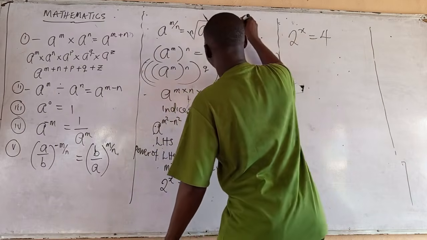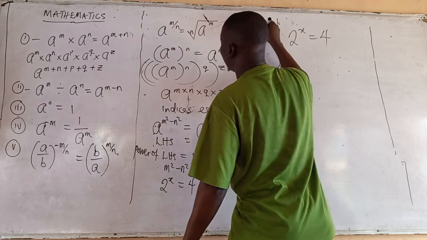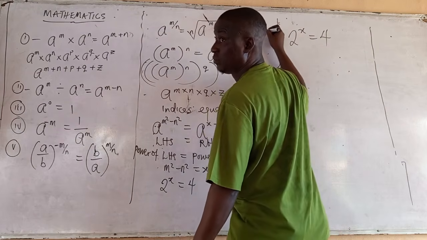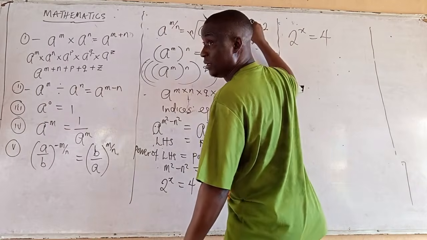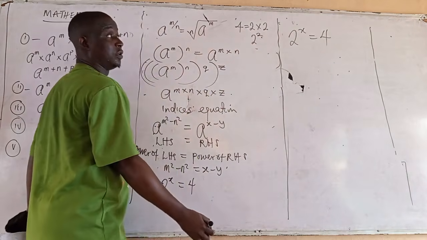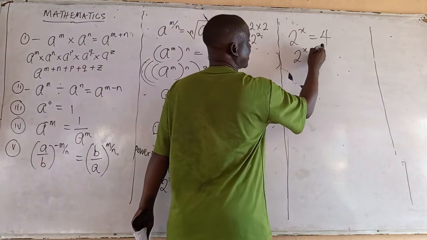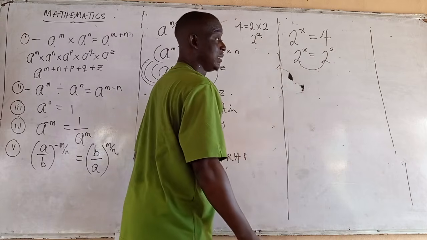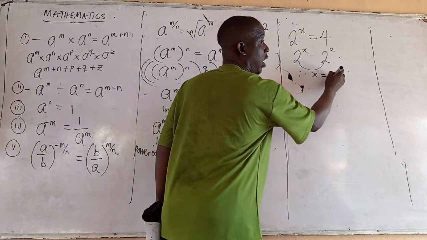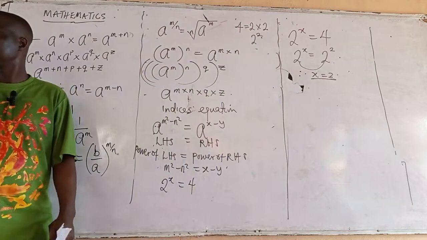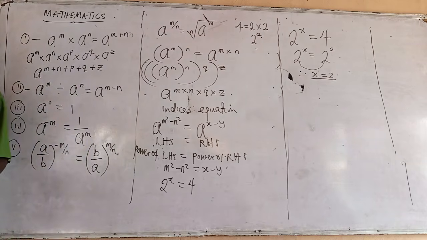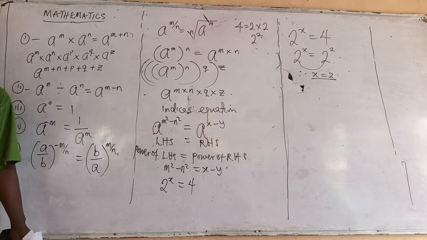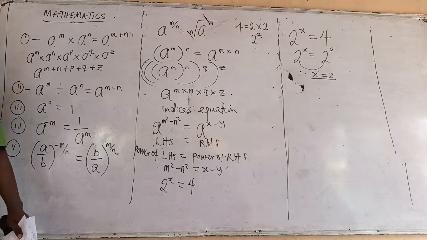How do I write 4? Basically, we learn 4 is equal to 2 times 2. And 2 times 2 is the same as 2 raised to 2. So I will now say 2 raised to x is equal to 2 raised to 2. So now the bases on both sides are equal. So I will now say therefore x equals to 2. So your aim is to ensure, when you are solving indices equation, that the left hand and the right hand are the same.